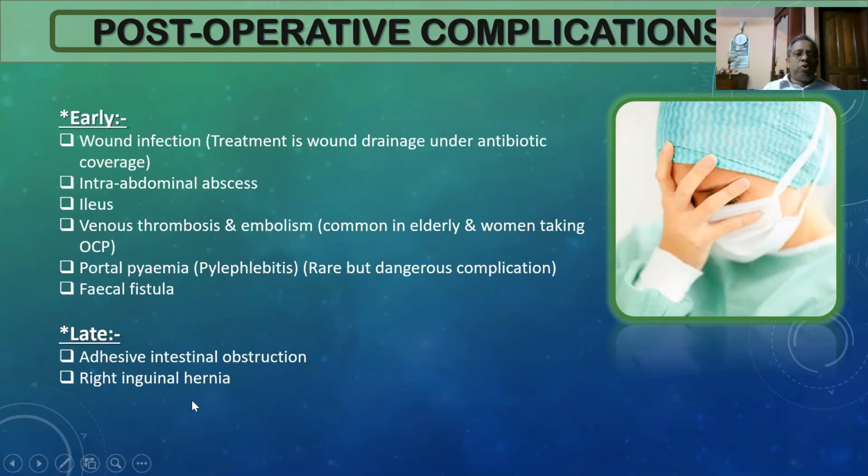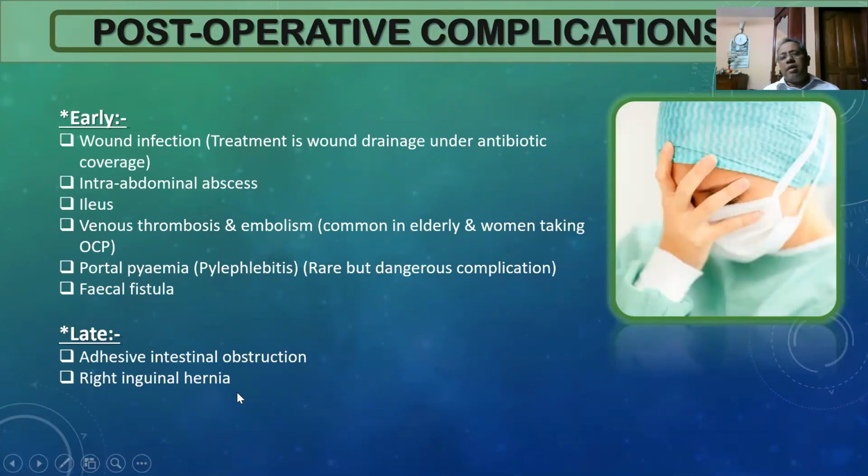Another important thing is the right inguinal hernia. In the postgraduate surgery examination, that question must be asked. After doing appendicectomy, why did the patient develop a right inguinal hernia? Because during appendicectomy, they don't touch the deep ring, they don't touch the inguinal canal. So why is the inguinal hernia developed?